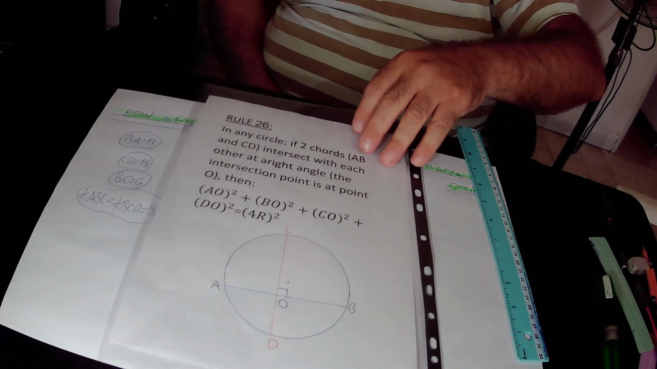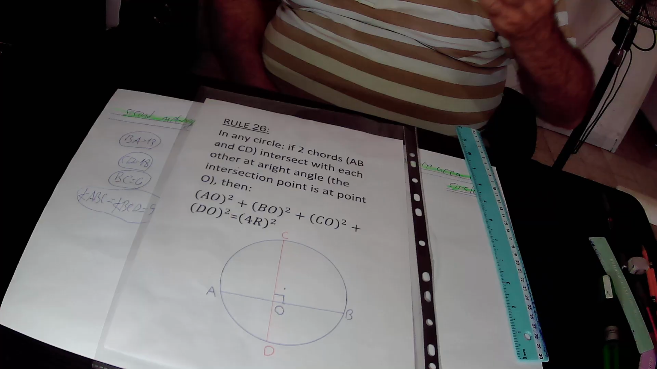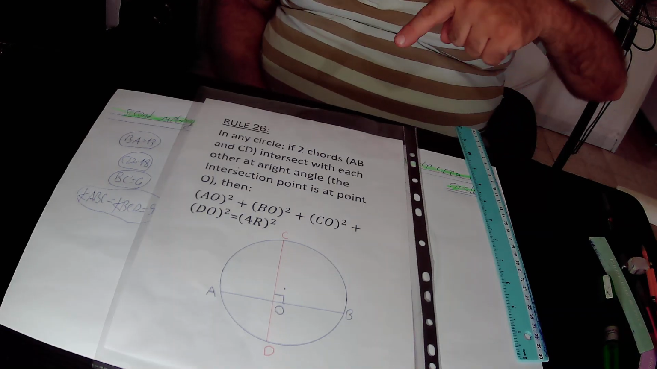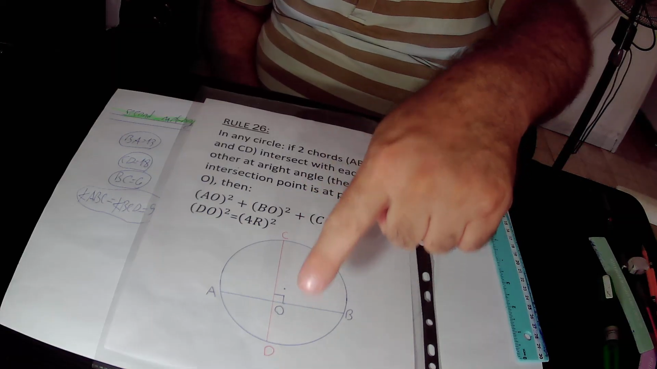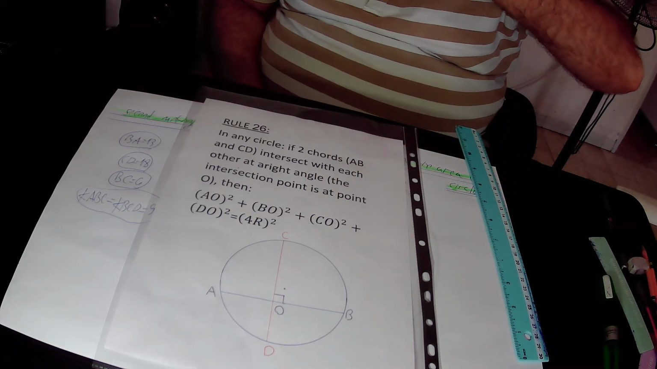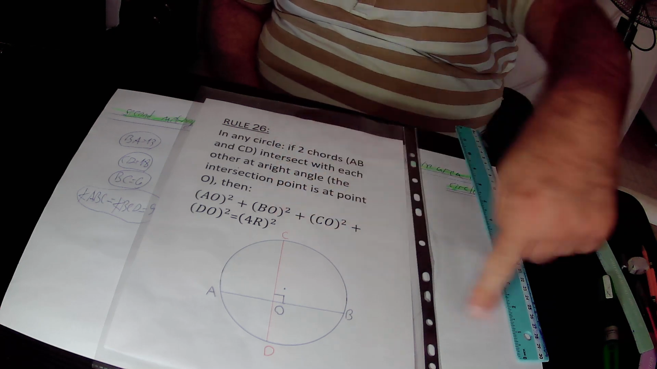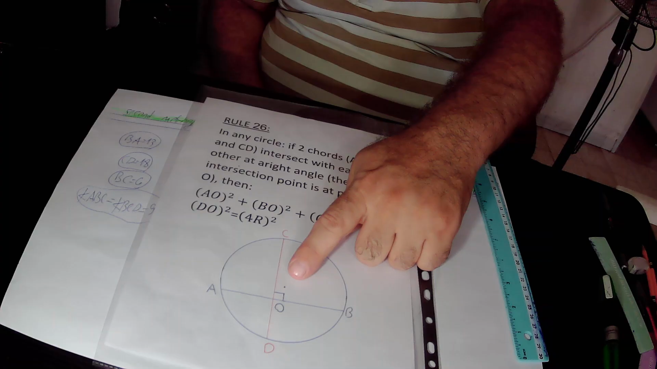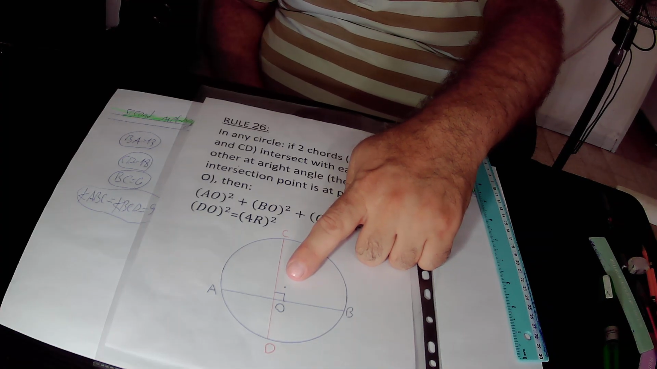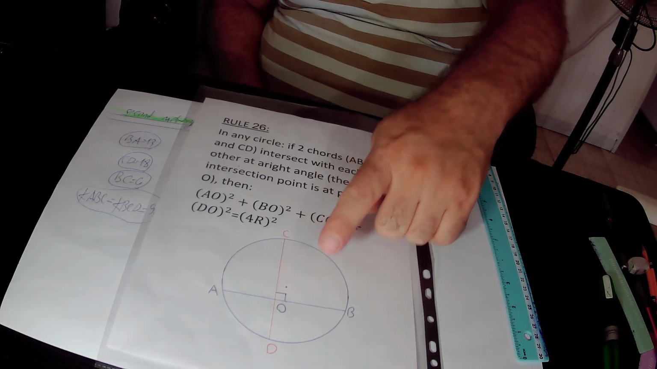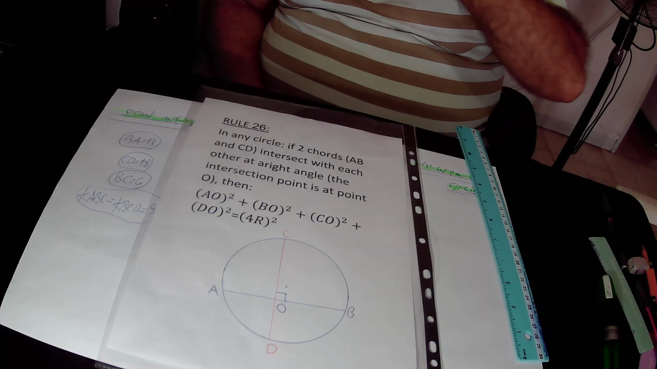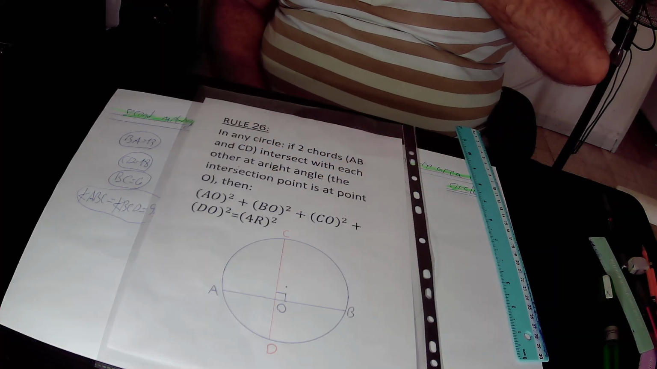According to rule 26, first of all, rule 26 is true in any circle. So in any circle, if two chords AB and CD intersect with each other at a right angle, chord AB intersects with chord CD at 90 degrees, that is to say, at the intersection point, this is point O, they create 90 degrees with each other. So chord AB intersects with chord CD at 90 degrees. So in this drawing, the following equation is true.